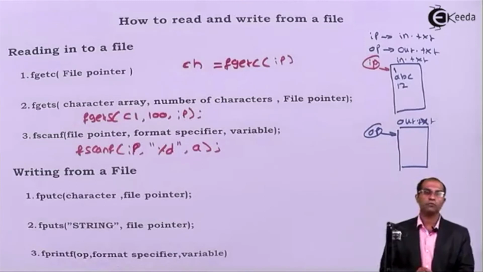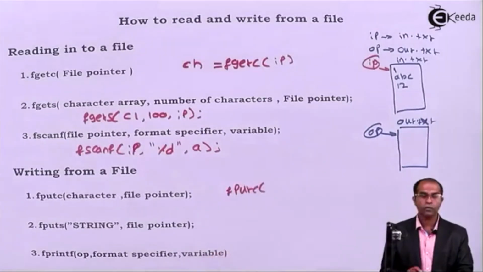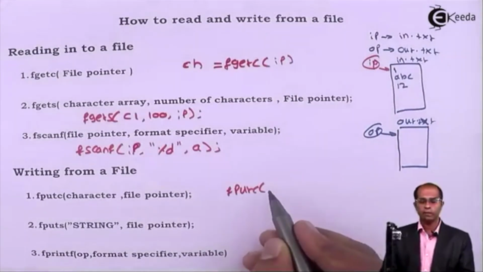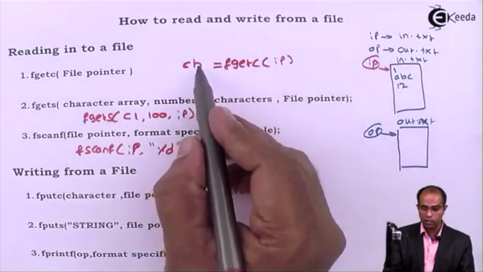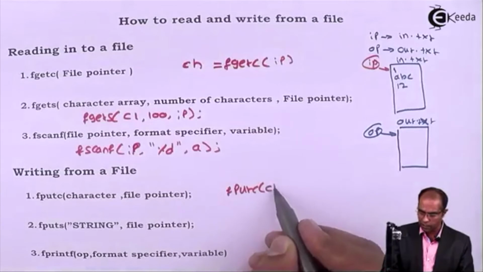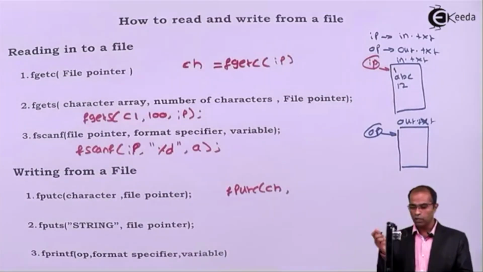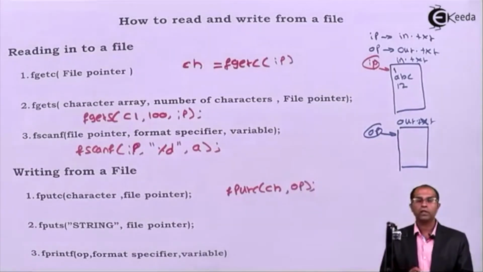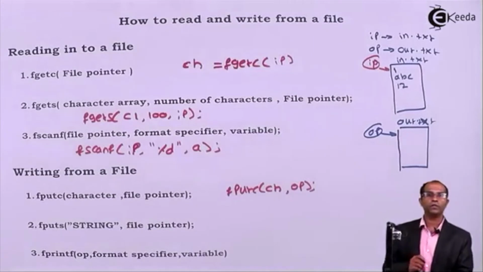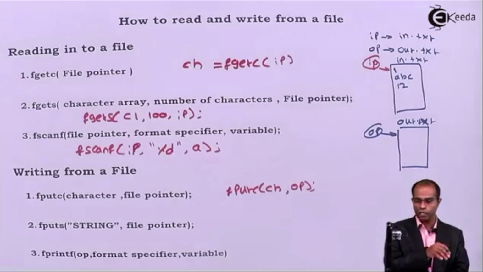So the first is fputc. The command goes in this fashion: fputc. All this has to appear in lowercase, no space between them. The variable name on which the value is stored. So here I have stored the value onto what? ch. I have modified this particular ch. I'll say ch, comma. I want to store this onto a file. This file pointer is op. I'll say comma op. fputc ch comma op. So here I'm transferring the contents of the local variable, that is ch, to a file pointer called op.